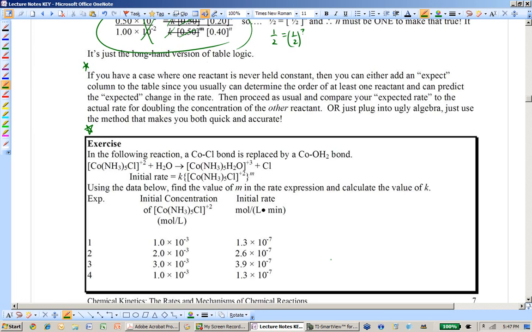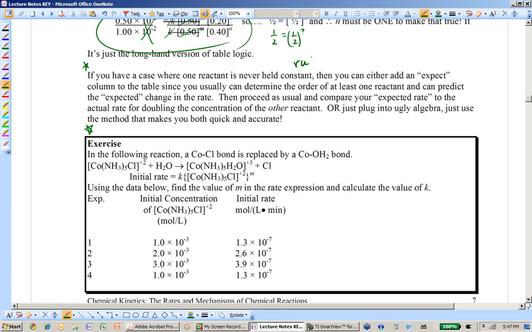All right, so if you have a case in your data tables that you're looking at, and again, what kind of data tables would they be? The headings would say concentration and rate, as opposed to concentration and time, which will be yet another recording with a different kind of rate law called integrated rate law. But I digress. If you have a case where one reactant is never held constant, then it's a rut-row moment.